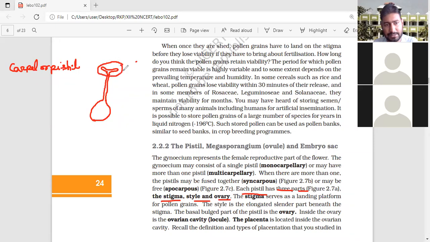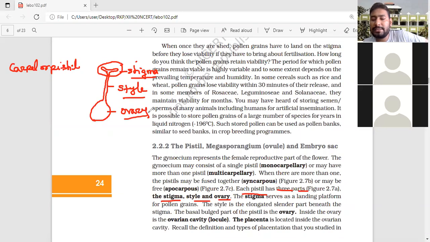This upper portion is known as the stigma. And a stalk-like structure which gets attached to the ovary is called the style. Stigma, style, and the basal swollen part of the carpel or pistil, the bulged part, which is known as the ovary. So the three parts of the carpel or pistil are stigma, style, and ovary. Carpel or pistil have how many parts? Three different parts: stigma, style, ovary.